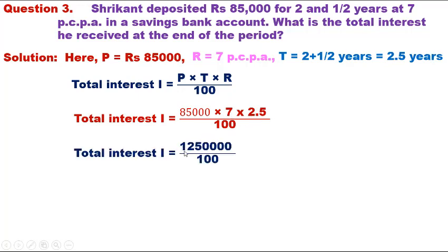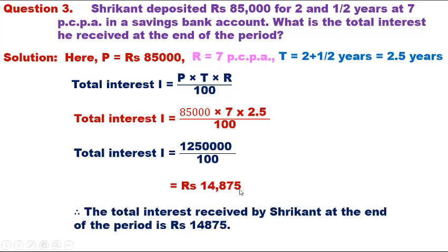Total interest is equal to 12,50,000 divided by 100. Zeros cut, then what remains is 14,875. Therefore, total interest received by Shrikant at the end of the period is 14,875.